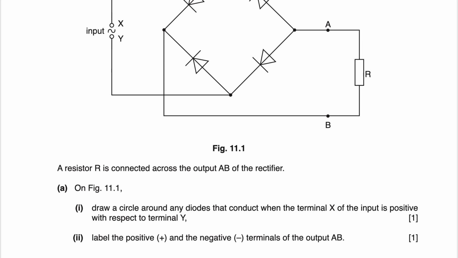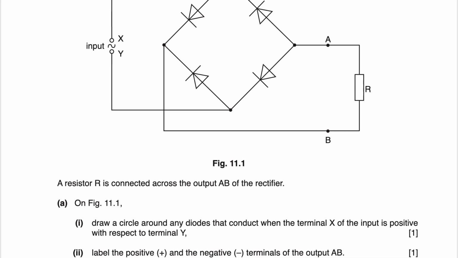Okay, so X is positive and Y is negative. How will the current flow? I saw one nice video, maybe I'll put it in the description link. You can see how electricity is conducted through a full wave rectifier. Okay, let's go back to the diagram and do this.